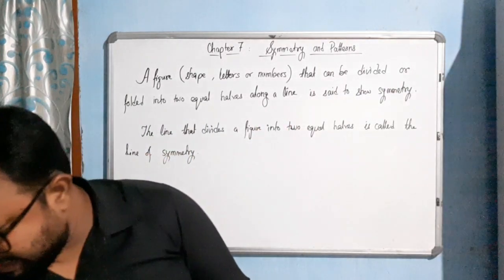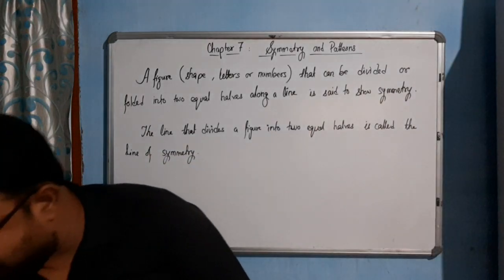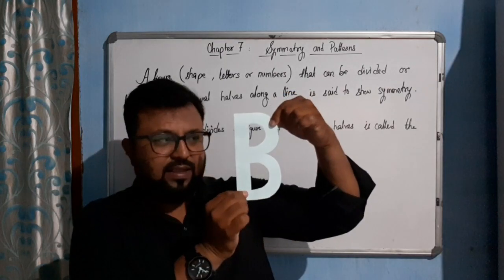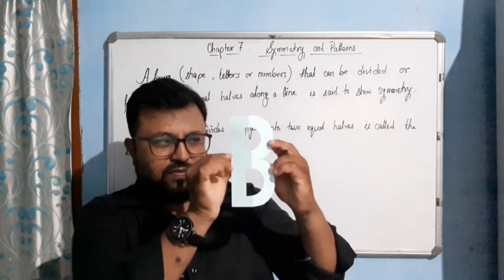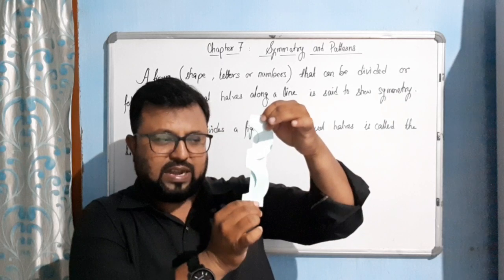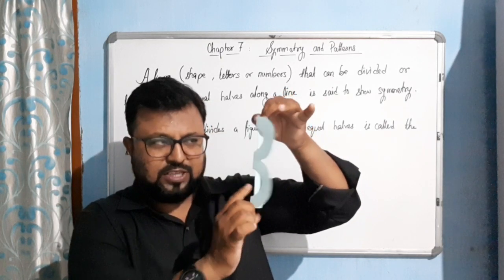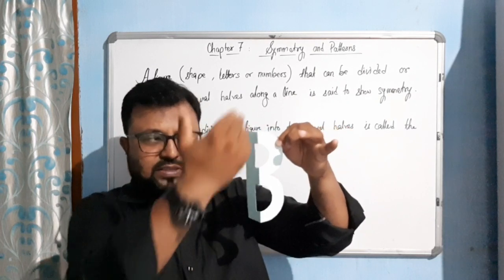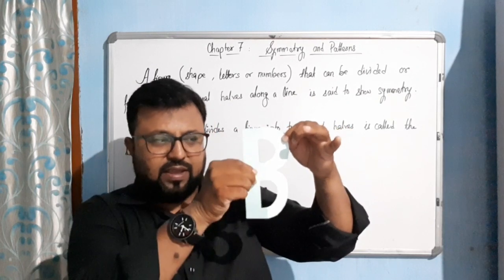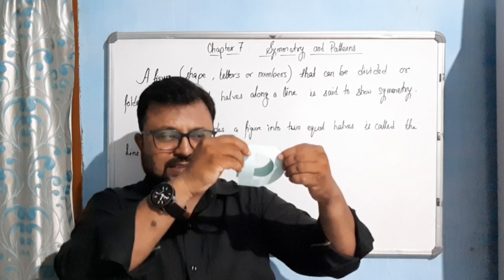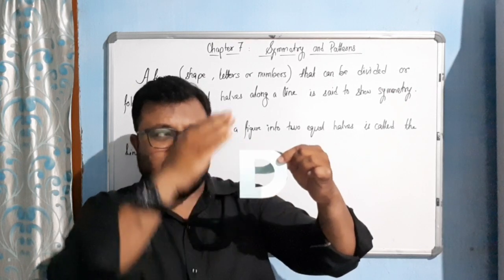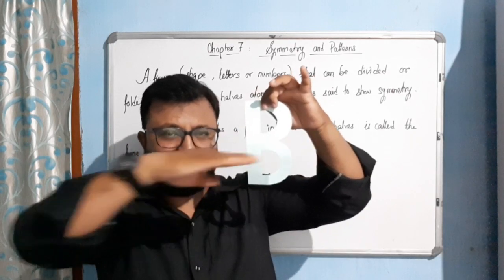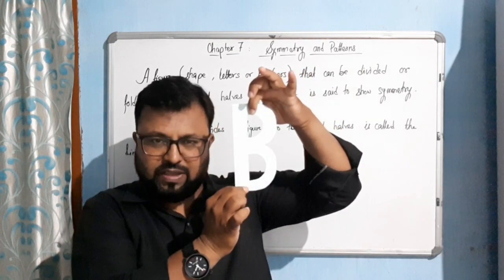Now let's take an example of another letter, B. This is B. If I try to fold vertically, you will not get any symmetrical images, because in this part you get a curved part and in this part you get a straight part. So there's no vertical line of symmetry. But if you try to fold in this way, the lower half covers the upper half. So one line of symmetry we get, that is the horizontal line of symmetry in this figure.